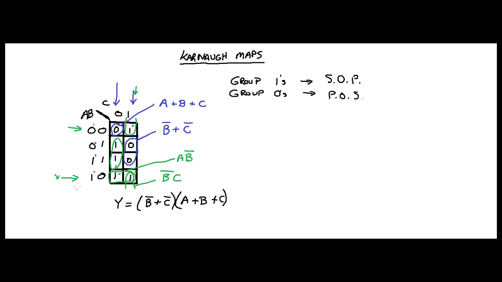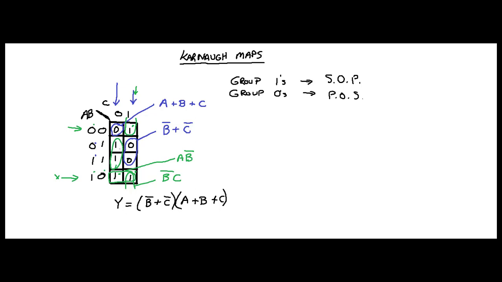Because B is equal to 0 here, right? Now, if you look at the top, it spans both columns when C is 0 and C is 1. Since C changes, you can discard C, right? Alright, how about this one?